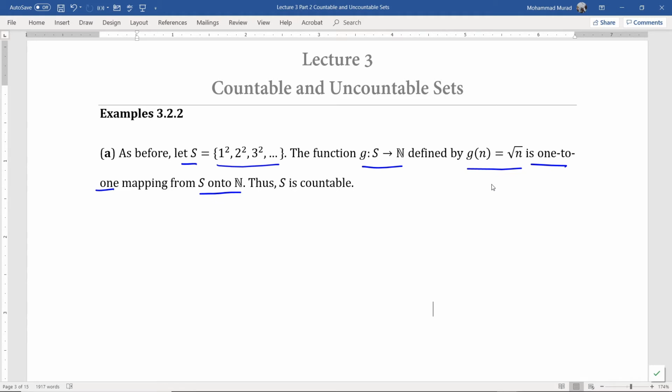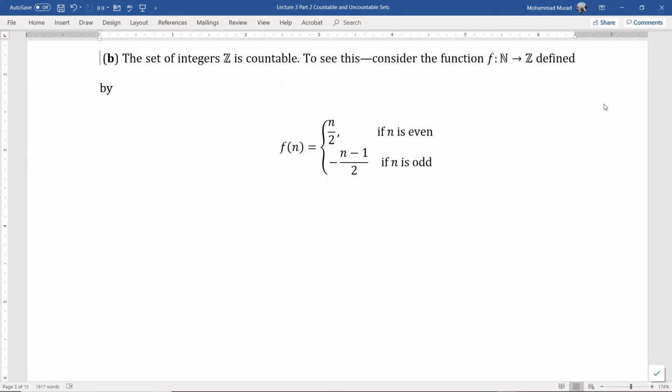Please verify this. Thus, the set S is equivalent to the set of natural numbers. Thus, the set S is countable by definition. Let's consider another example. The set of integers Z is countable.